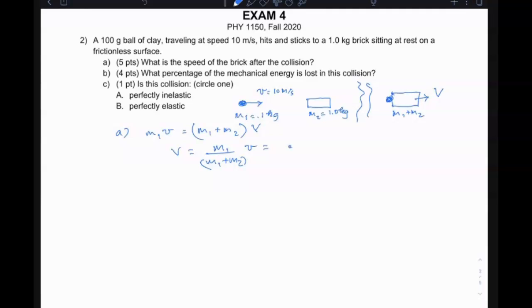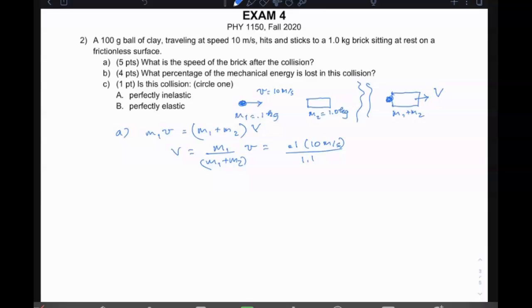So in the numerator we have 0.1 times 10 meters per second, over the sum of the two masses, 1 plus 0.1, which is 1.1. We have kilograms in the numerator and kilograms in the denominator. They cancel out. So we put that in our calculator, and our result is 0.91 meters per second.